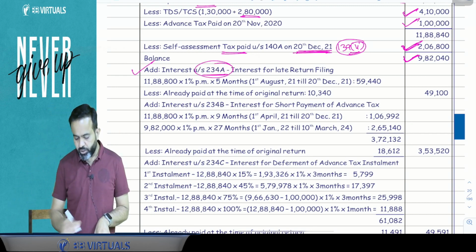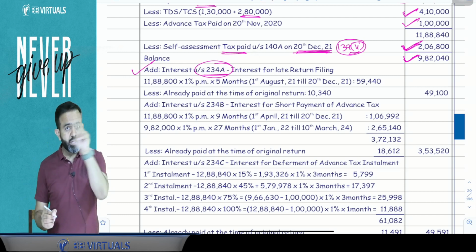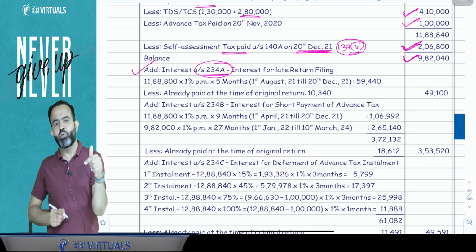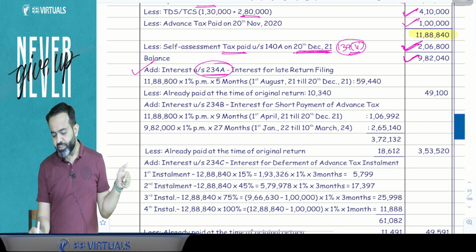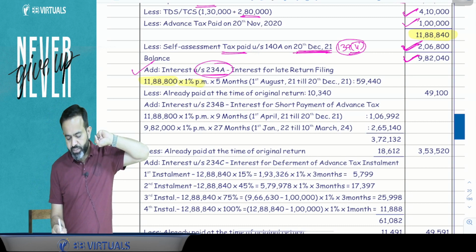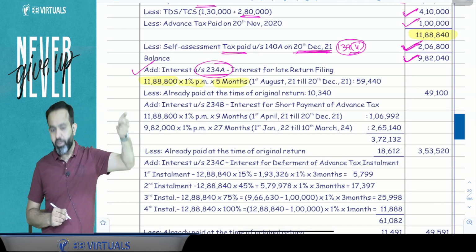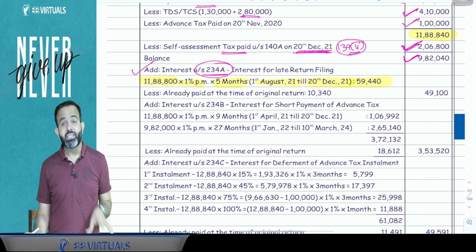So here, interest under section 234A is applicable on the tax as per the return, but without taking the credit of self-assessment tax. Obviously you will take the credit of TDS, TCS, advance tax, but without the self-assessment tax credit. So 11,88,840 multiplied by 1%, but this interest will be only for the 5 months, that is from 1st August 2021 till 20th December 2021, and that interest comes to 59,440.